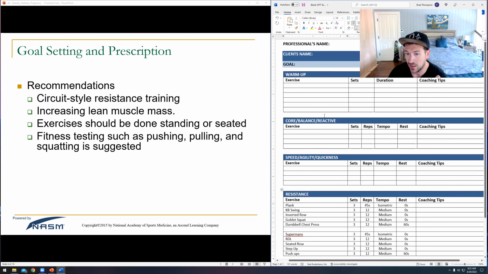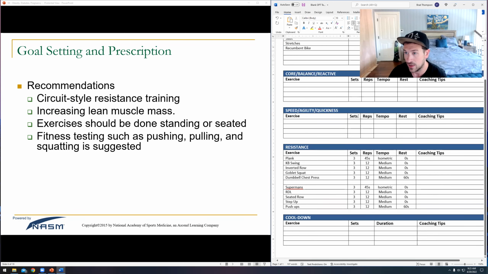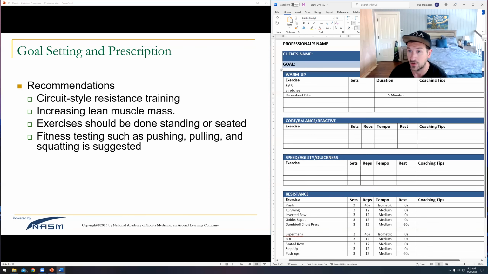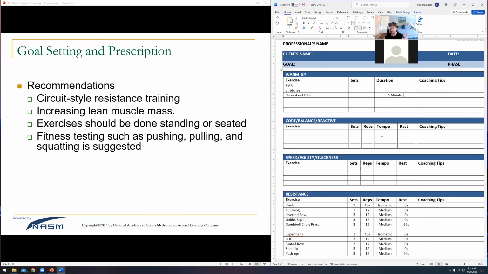Obviously I don't have a warm up in here, but if we were doing the NASM approach, we would put our SMR here, do a little bit of foam rolling, do our stretches here, right? And then we would do a cardiovascular warm up on anything we want. Let's say it's a recumbent bike, for 5 minutes, right? NASM does want you to get your body temperature up for 5 minutes before you get into your strength training, just to make sure that nothing is at risk of pulling, right?